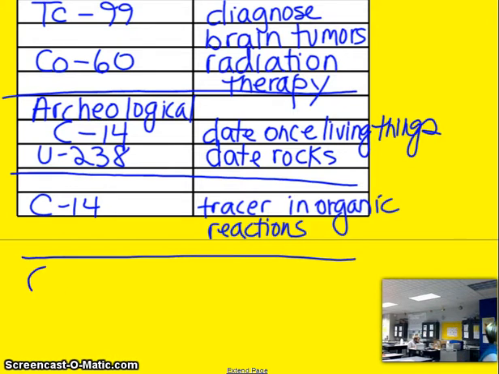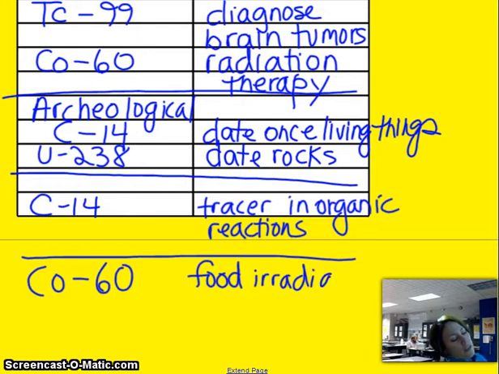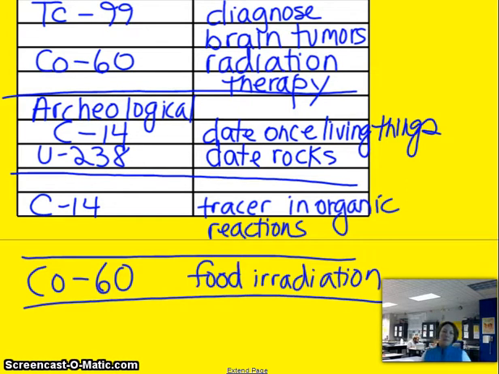Cobalt-60 up there also has another role. Cobalt-60 is used in food irradiation. This is, I don't know, kind of interesting and somewhat cool. Spices, plants, vegetables, fruits, ground beef, pork, they can be irradiated. There's food irradiation facilities, and what they do is they treat the food with radiation.